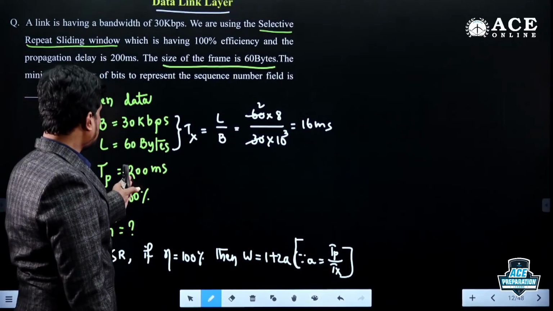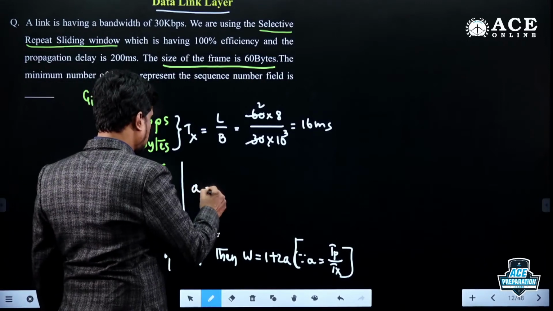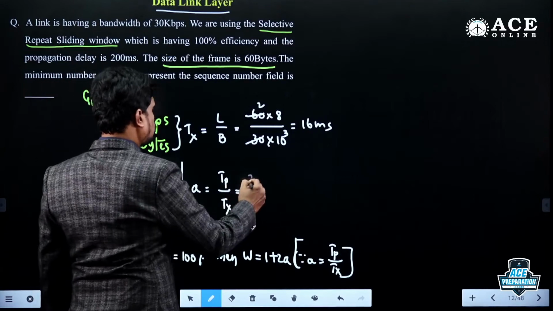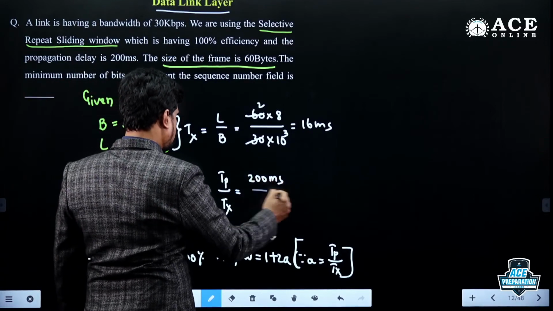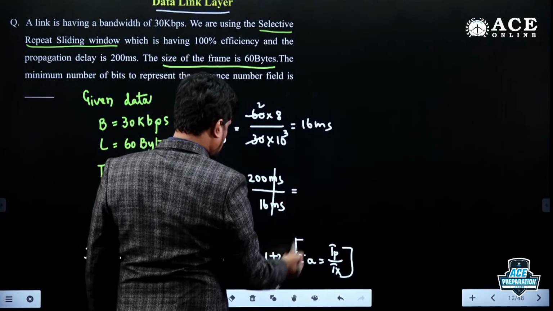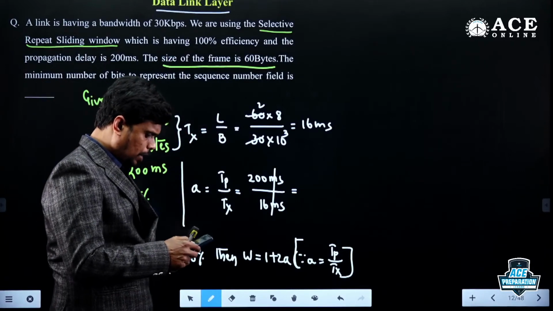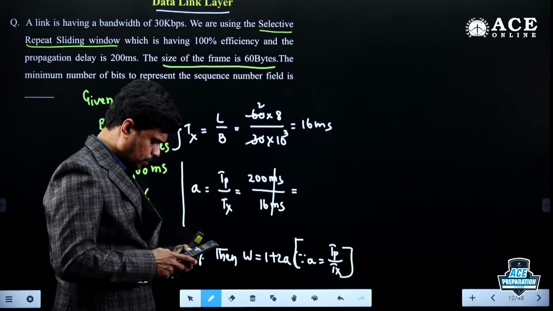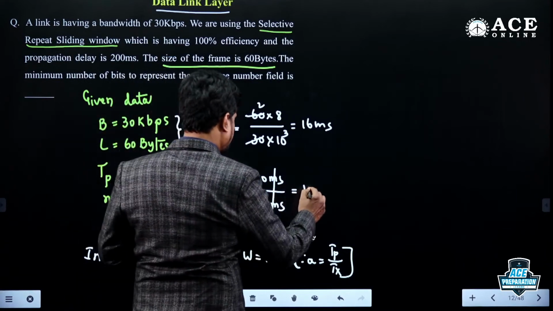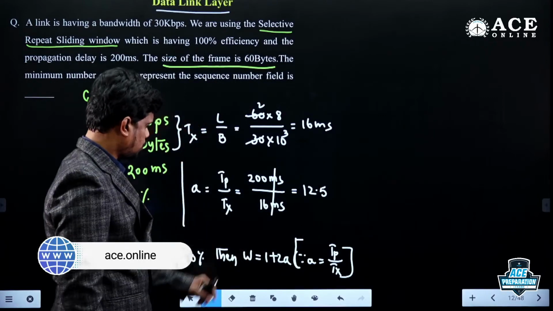TP is already there, which is 200 milliseconds. So now I can calculate A. What is the A value? TP by Tx. TP is 200 milliseconds, Tx is 16 milliseconds. Milliseconds cancel. 200 by 16 is 12.5. So that we are substituting here.